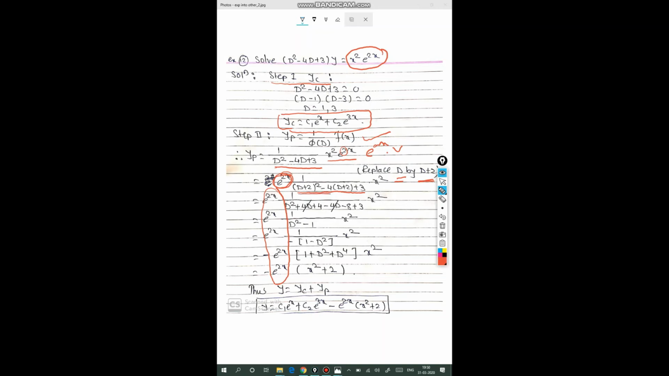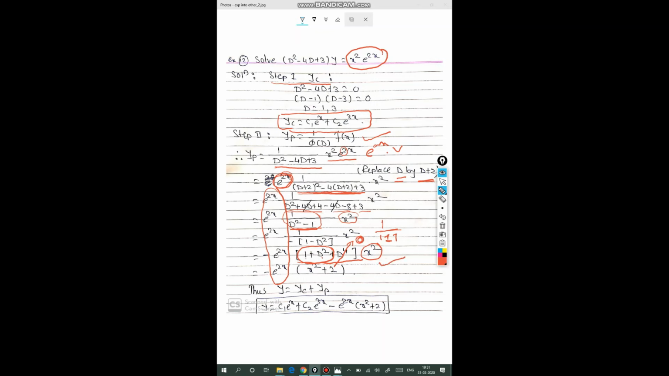Only we are simplifying this expression. The square of D plus 2 is D square plus 4D plus 4, minus 4D minus 8, plus 3. The simplification gives us D square minus 1 only. As it is an algebraic form and we have 1 upon phi D, we have to convert this into the form of 1 upon 1 plus t or 1 minus t. In this case, it is 1 upon 1 minus t, which is written as 1 plus t square. Actually, the next term is not required because D raised to 4 of x square is 0. So only these two terms are important. 1 upon 1 minus t is 1 plus t square only.